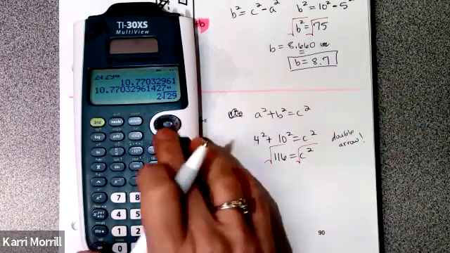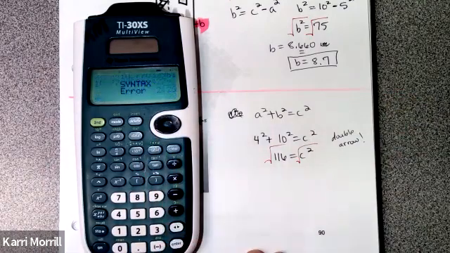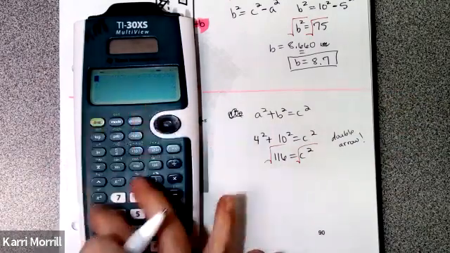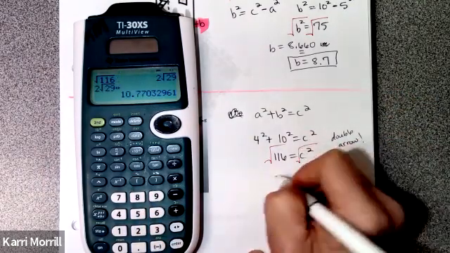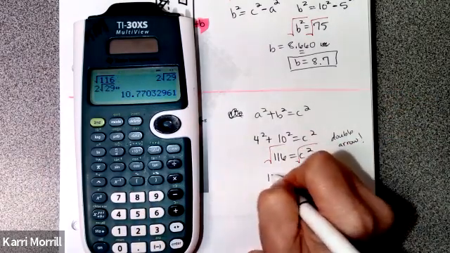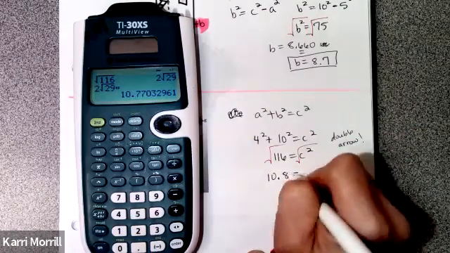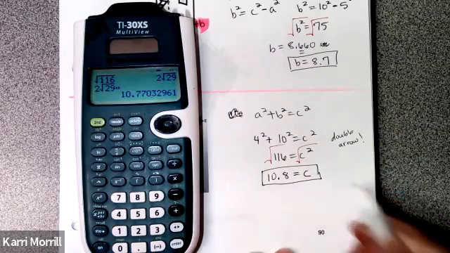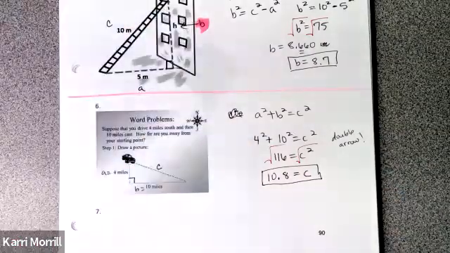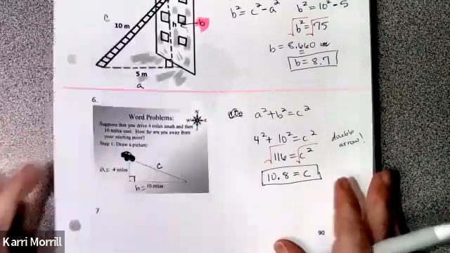Did I hit my double arrow? I don't think I have yet. There we go. So if we rounded to one digit, that'd be like saying 10.8 is our C value. So almost 11 miles, if we're talking miles, which they were. If you're running that, you're probably going to round up, right? I ran 11 miles today.